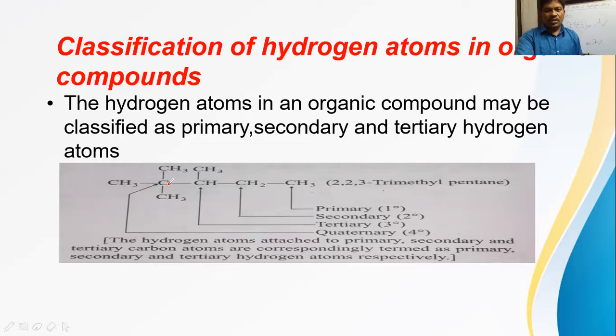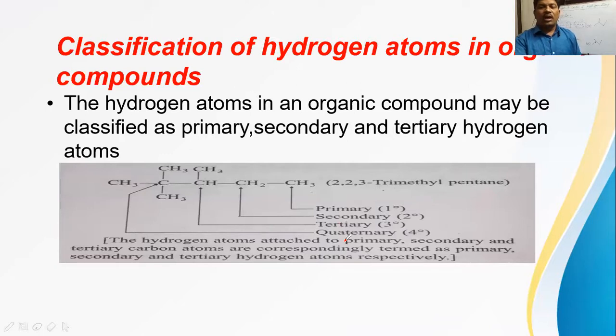And the 4-degree carbon is 1 here, and this carbon is directly attached to 3 other carbons. So it must be called 3-degree carbon or tertiary carbon atom. So like this we have primary carbons, secondary carbons, tertiary carbon atoms and quaternary carbon atoms.